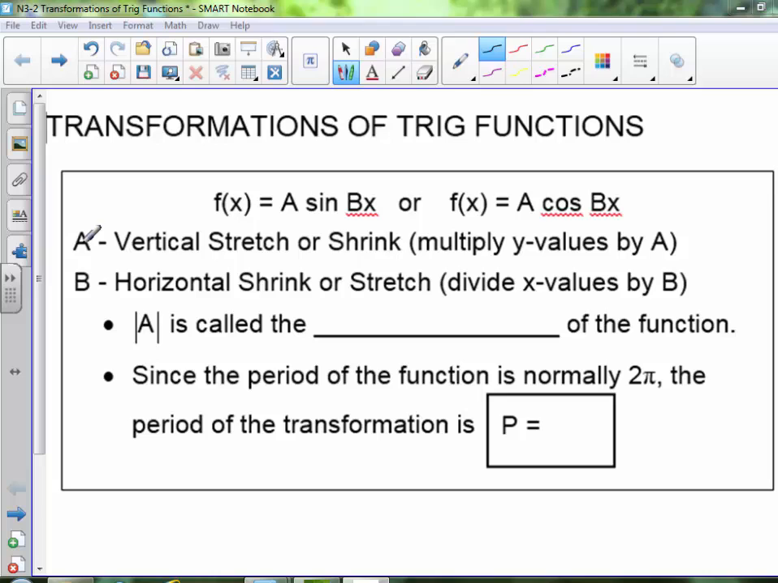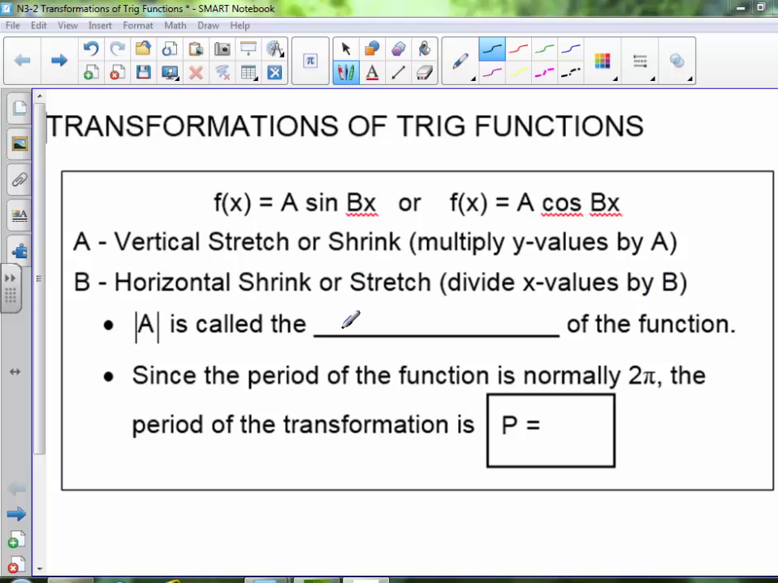When we multiply by a number other than 1, we're going to see a vertical stretch or shrink. The effect is that the original coordinates will be multiplied by that a, the y coordinate only. And b produces a horizontal shrink or stretch, and the new coordinates will be the originals with the x value divided by b.